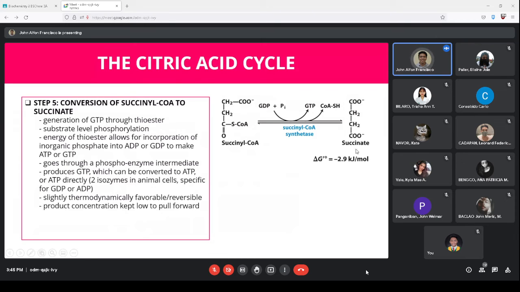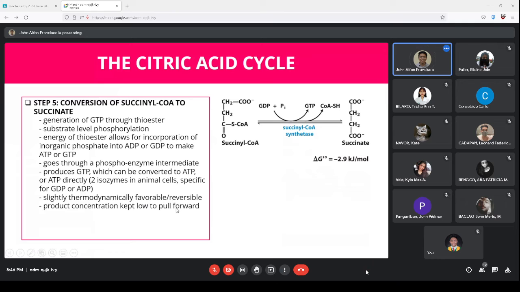And then, you will have your succinate. So, ito yung structure ni succinate nyo. Okay? And you are using succinyl-CoA synthase. It produces GTP, which can be converted to ATP or ATP directly. This is slightly thermodynamically favorable. You have negative 2.9 kilojoules per mole. Okay? Next will be the oxidation.